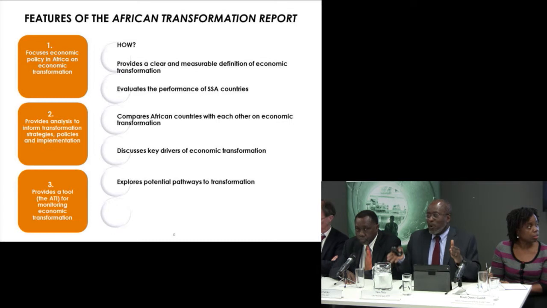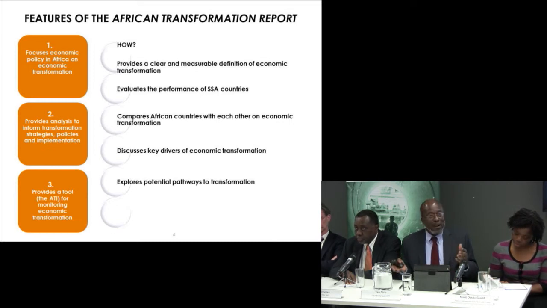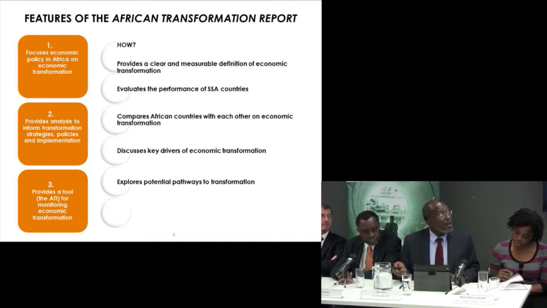I want to say we don't provide a blueprint. What we provide is ways of thinking about these things and information for policymakers to begin their search. We are not saying every African country should go do exactly the things that we describe here.